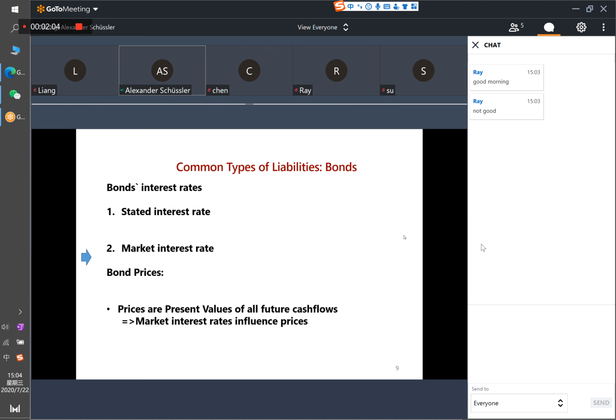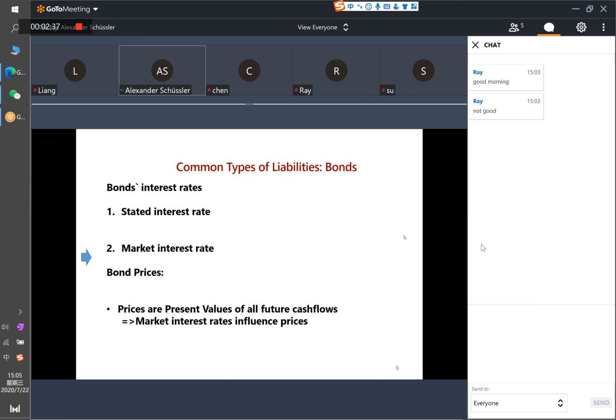on the bond you have a stated interest rate. Stated interest rate, what does that mean? That means that the interest rate is written on the bond. And then, of course, there's the market interest rate. This is the interest rate that is set by the market, and that can change. The stated interest rate cannot change; it's fixed. But the market interest rates, of course, can change and depend on the circumstances of the market.